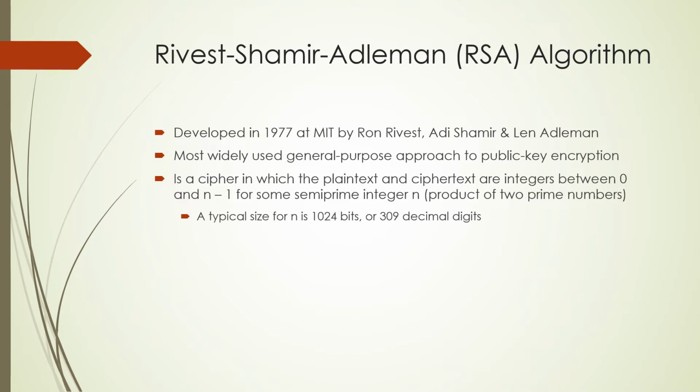A semi-prime integer is basically the product of two prime numbers. You know what prime numbers are. A prime number is a number that is only divisible by 1 and itself. And using prime numbers, we define semi-prime numbers, which are basically the product of two prime numbers. And this semi-prime number n is typically 1024 bits, which is about 309 decimal digits. So n is not a small integer. It's a very, very large integer.